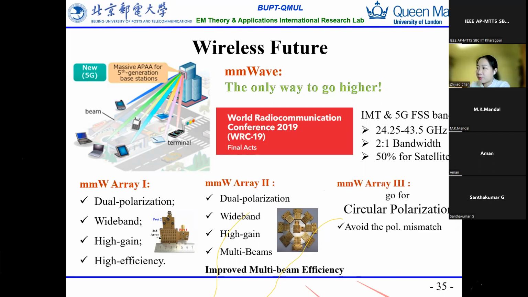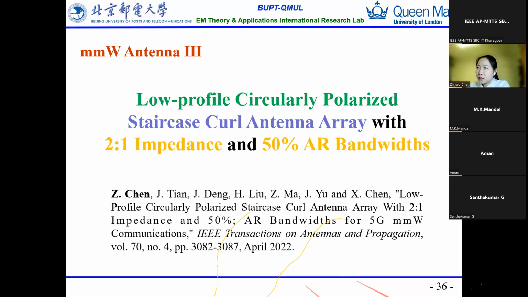So that's why our next step is to go for circular polarization. You not only avoid the polarization mismatch, but also need to cover 50% axial ratio radiation bandwidth. So is it possible to do that? Here is our next design, and I will introduce how I came up with the idea and how we designed it step by step.